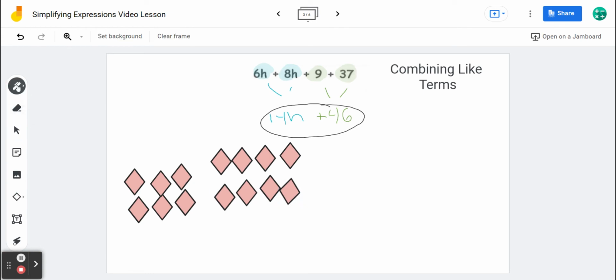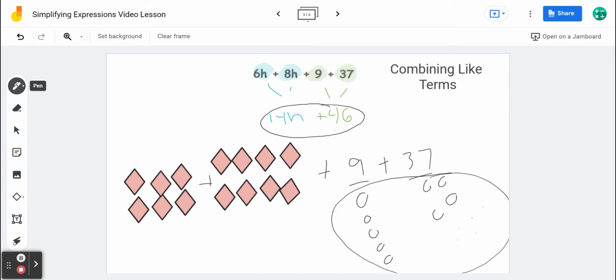So plus, and then I'll do plus 9 and plus 37. I'll cheat. I don't want to draw this out because that's going to take a very long time. Let's say that this was 9 circles and 37 circles. Dot, dot, dot. So you would be able to combine all these circles because they belong together, and you're going to get 46 circles, which is what we have up here.